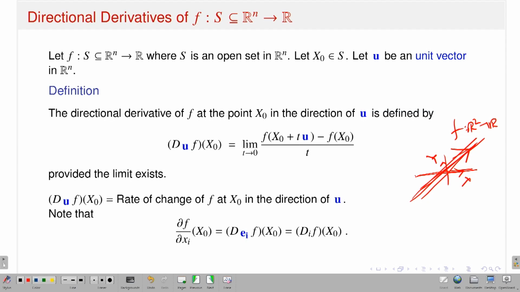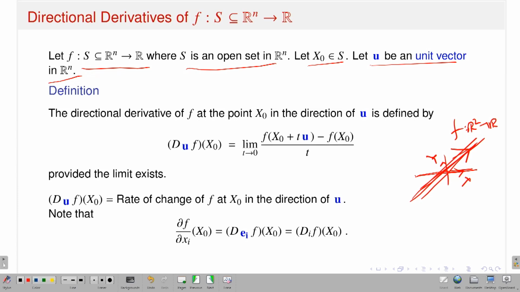Okay, what is that definition? Let f be a function from S, a subset of Rn, to R, where S is an open set. Let x naught be in S. Let u be a unit vector in Rn. If I have a unit vector in Rn, then I can talk about the corresponding line, the scalar multiples of u, which will be a line passing through the origin. So, once I have the unit vector, that gives a direction, a line passing through the origin, and I want to talk about the derivative of my function with respect to that direction.